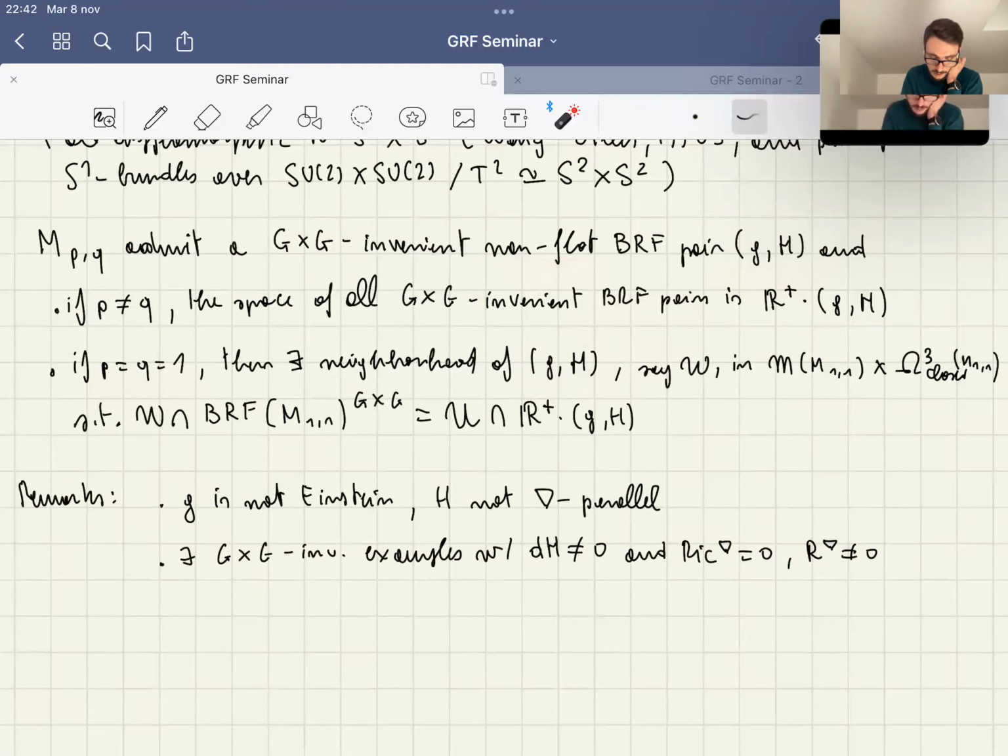And then you can show that there exists a neighborhood U of this solution in the space of metrics times closed three-forms, for which, if you consider the intersection of this neighborhood with the invariant Bismuth-Ricci flat pairs on this manifold, then you only have that pair up to multiples on that neighborhood. So this tells you essentially that locally you only have this example up to multiples. Okay, thanks.